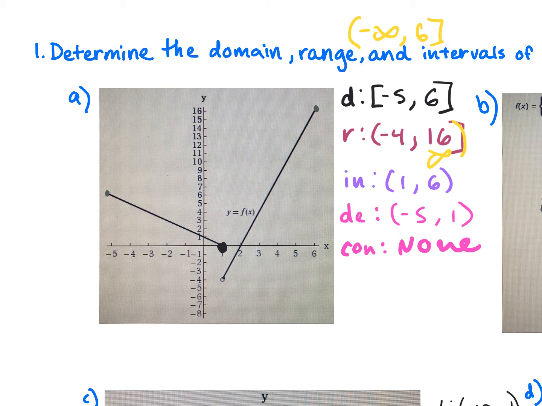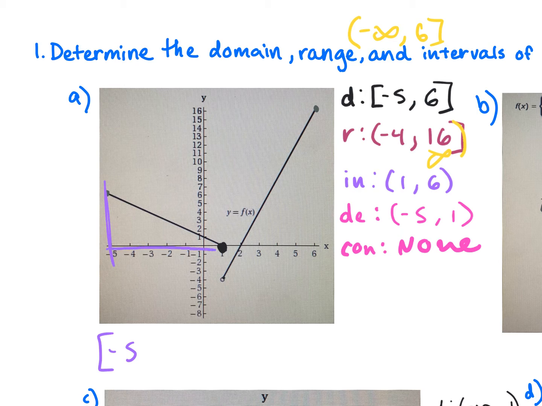So the domain is all of my x values on the graph. I'm going to start at the left, because you always start at the smallest x value and go to the largest x value. My graph starts when x is -5. It's a closed circle, so I put a bracket. Now I just keep walking all the way along the x-axis here.